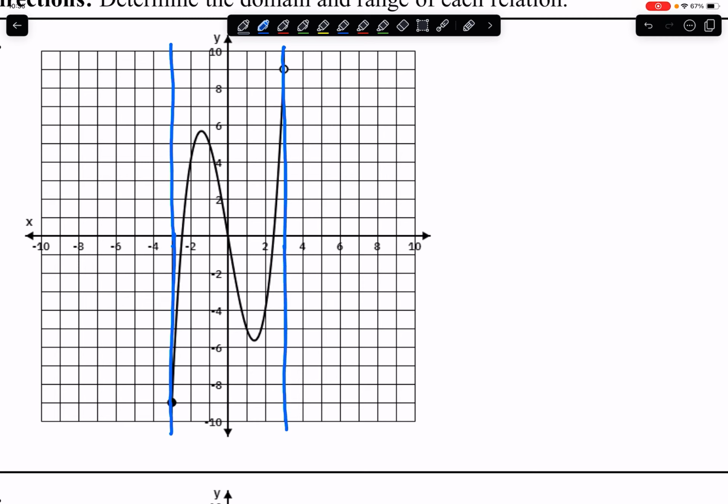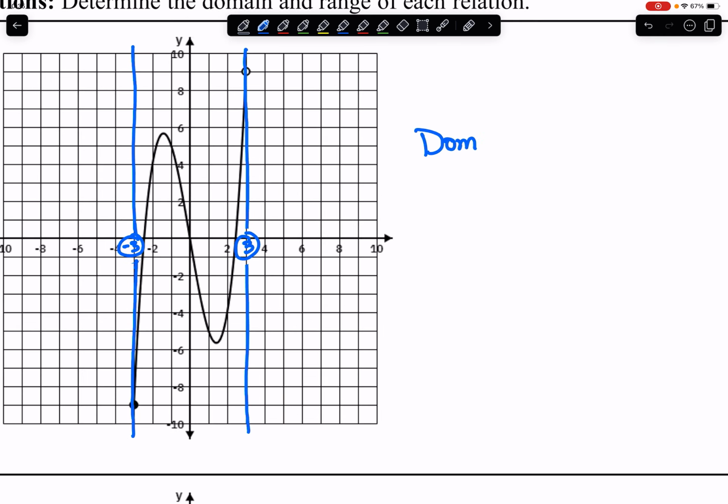So to the very far left and the very far right, the graph reaches -3 and +3. This is the farthest to the left and the farthest to the right the graph is going to reach. So for the domain, we start and say that the domain is from -3 to +3. So start by first indicating where the endpoints of the relation are: the farthest to the left and the farthest to the right that the relation extends.